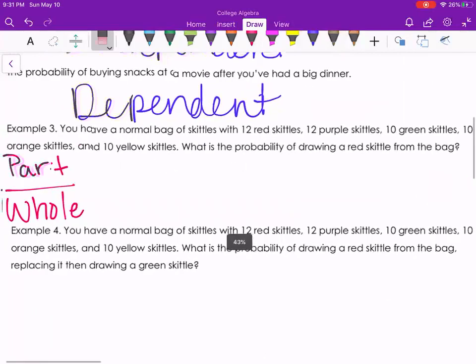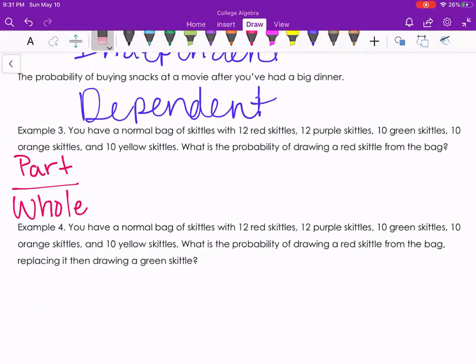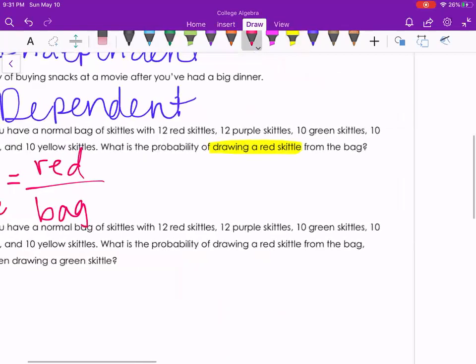So you have a normal bag of Skittles. Inside this bag, there's 12 red Skittles, 12 purple, 10 green, 10 orange, and 10 yellow. What is the probability of drawing a red Skittle from the bag? So this time our part is the red, and the whole is everything in the bag. So we're going to have to add up all of these numbers. So let's add those up real quick.